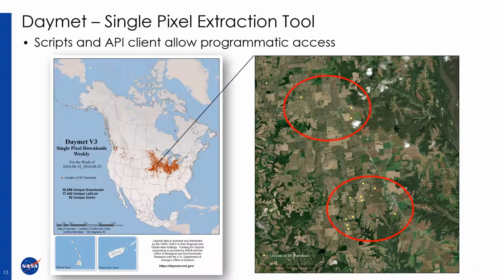Here, in the map on the left, is an example of a week's worth of downloads from the single pixel tool. I sometimes map the point locations that our web service logs. This one in particular looked like it was broadly over agricultural land across the Midwest. For this particular week, there were over 17,000 locations queried. The image on the right shows an area zoomed way in, in which each of the small yellow dots is a point location that was queried that week. We can see that most of that is over agricultural land.